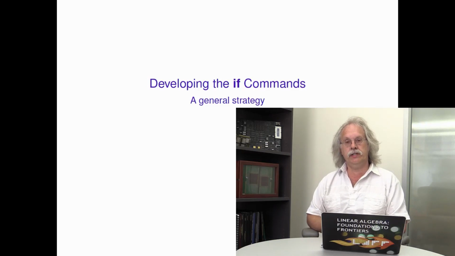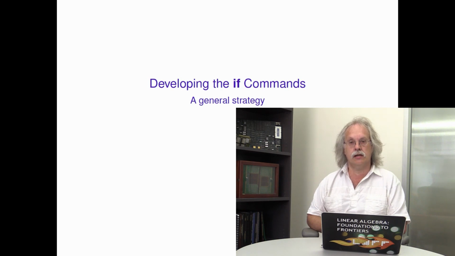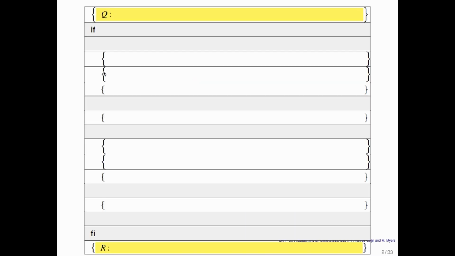In week 2, we discussed how to prove an if command correct, and that eventually led to a worksheet that guided you through that proof of correctness. What we're going to do now is take that worksheet and turn it around. We're going to have the worksheet guide us through how to derive the if command correct, hand in hand with its proof of correctness. Okay, so here we have a prototypical if command.